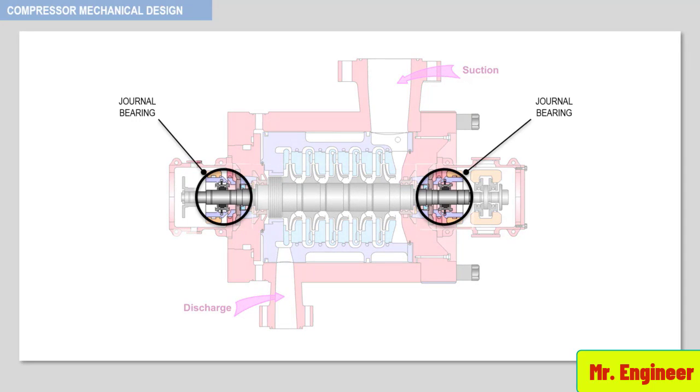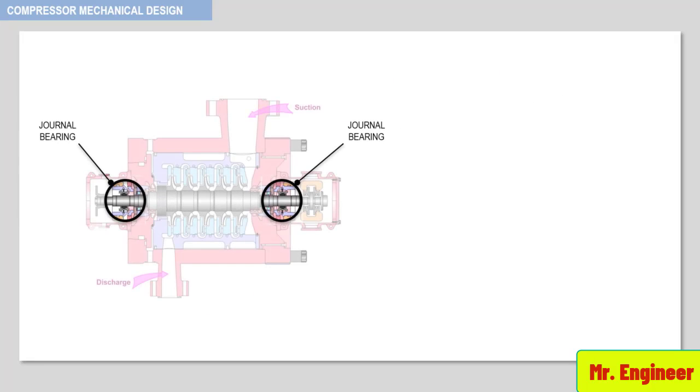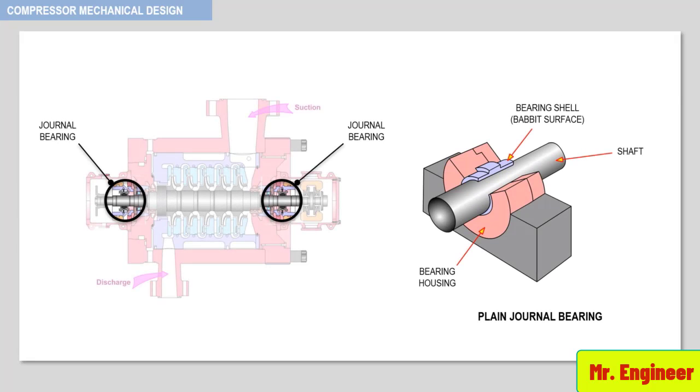Journal bearings are used to restrict the radial motion of the shaft while allowing it to rotate with minimum friction. The figure that you can see here shows a plain journal bearing used to prevent radial motion of the shaft. The babbitt surface highlighted here is a low friction metal and is lubricated by a film of oil. The oil is supplied to the bearing under pressure through grooves on the bearing surface. Oil pressure ensures sufficient flow to prevent overheating.